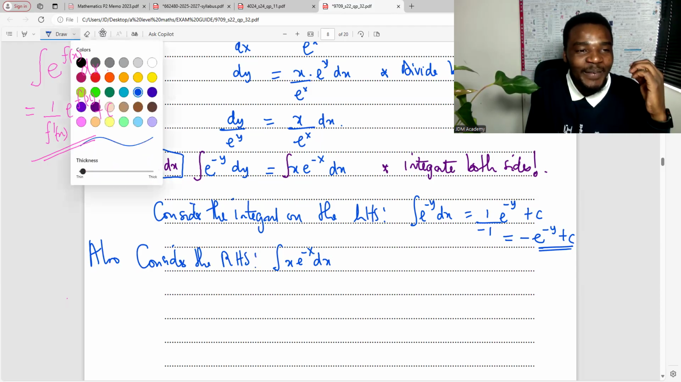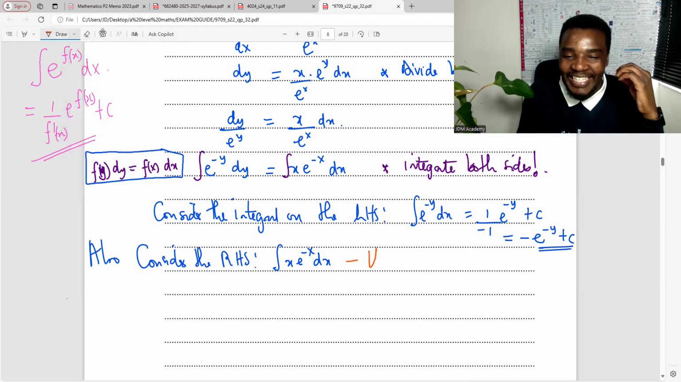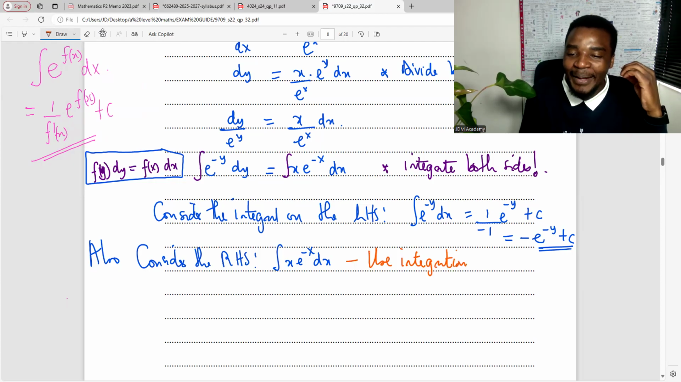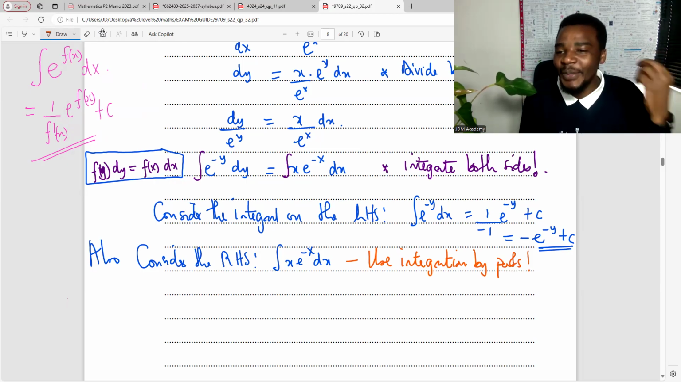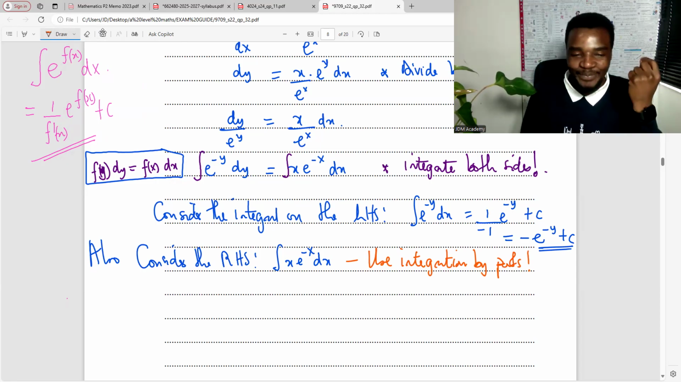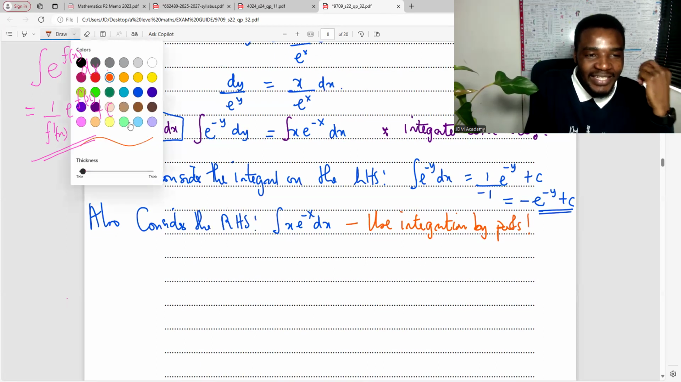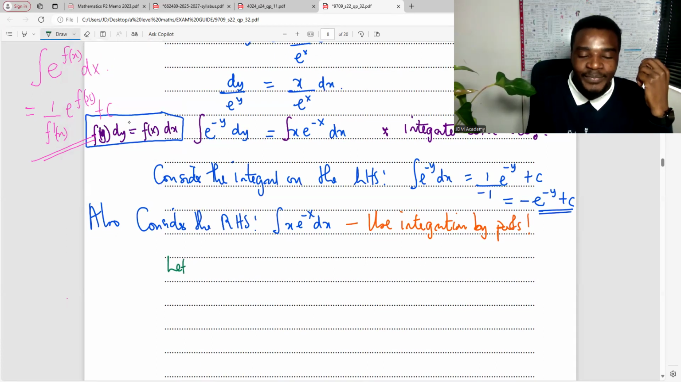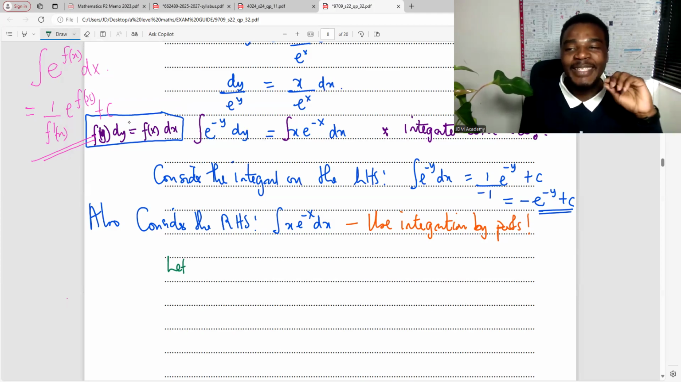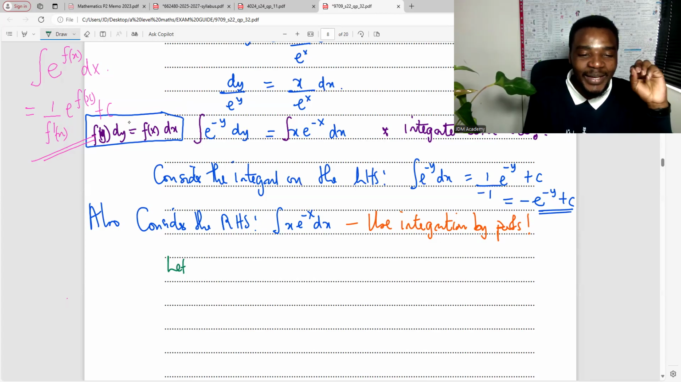To tackle this problem, use integration by parts. Whenever you're trying to integrate the product of two functions, use integration by parts. How do we use integration by parts? We have to let one function be u and another function be dv dx. Here we're going to let u be x, and we are going to let dv dx be e to the power of minus x.